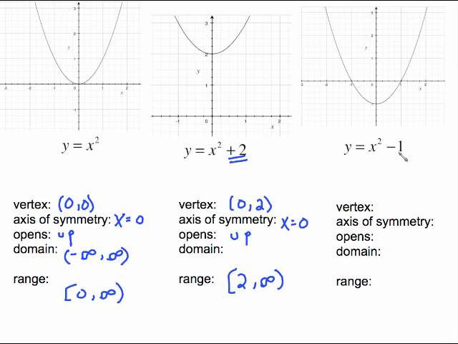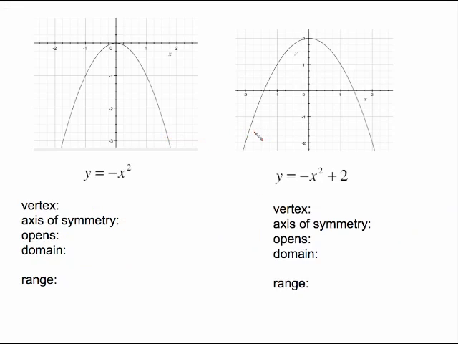Over here, x squared minus 1. Take a look at your picture. Where did the parabola go? It moved down 1. Since it moved down 1, our vertex is going to be 0, negative 1. Axis of symmetry is still x equals 0. It opens up. The domain is the usual, but in this case, the range is negative 1 up to infinity. Now, do you notice anything? When we have x squared plus something or x squared minus something, our vertex is 0, that number. Look at both of these pictures. Both of these parabolas are upside down.